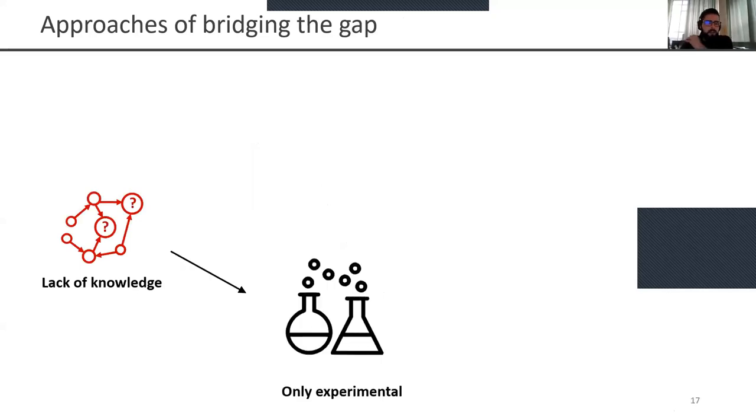So in terms of a scientific approach to bridging the gap, we start from the point that we lack knowledge. And if we would use only experimental methods to bridge this gap, we will pay quite a lot. We can imagine that we would like to process every kind of biomass that is available, with every kind of composition that there is. That would give us full knowledge, of course, yes. But it will cost us a lot and it will take a lot of time.